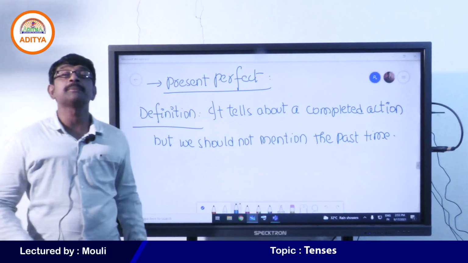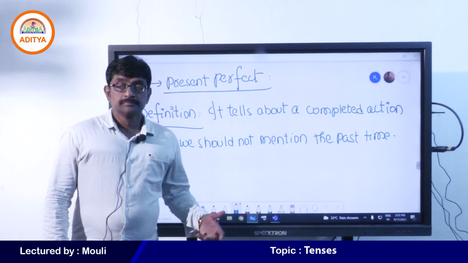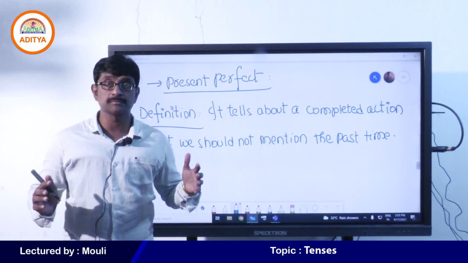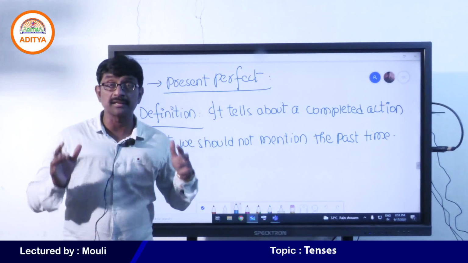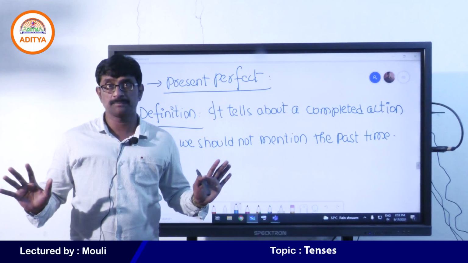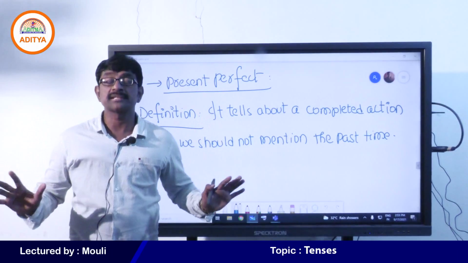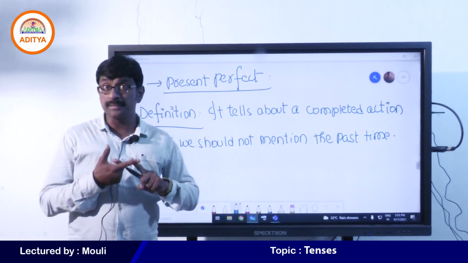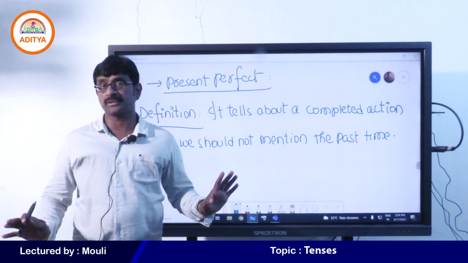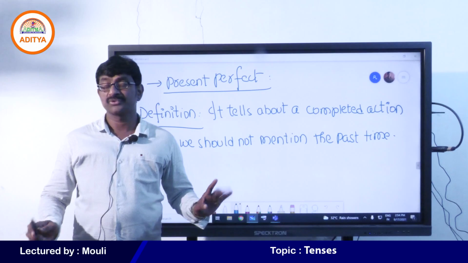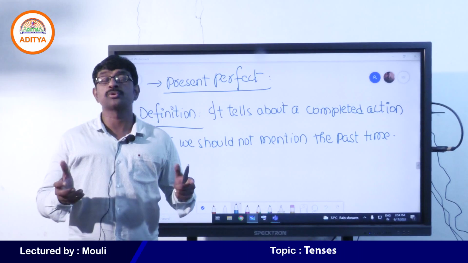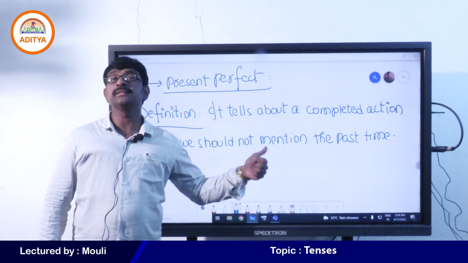But we should not mention the past time. He says that we should not mention the past time, but it tells the completed action. Okay, there lies the confusion. Many people get confused because of this statement. It tells about a completed action. At the same time, it tells that we should not mention any past action. So, two contradictory statements. How to compromise these two contradictory statements? Let us learn in this lesson.